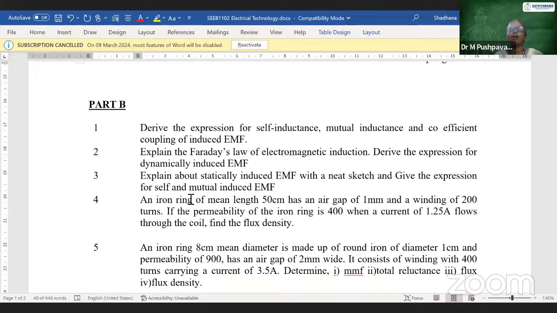Explain the Faraday's law now. The Faraday's law means we have to produce the rate of change of flux, and due to rate of change of flux, an EMF has to be induced. So that we have to say, and we have to derive the expression. And then statically induced EMF. Both 1 and 3 are the same question only.